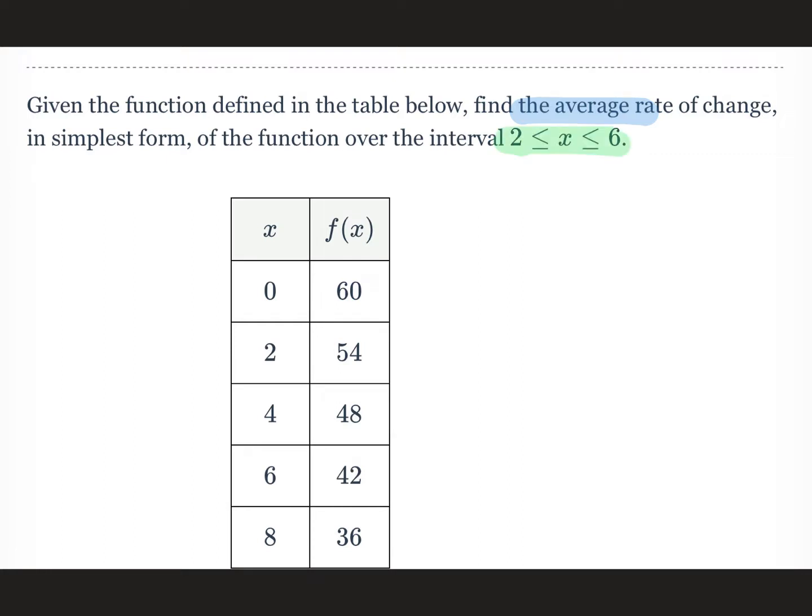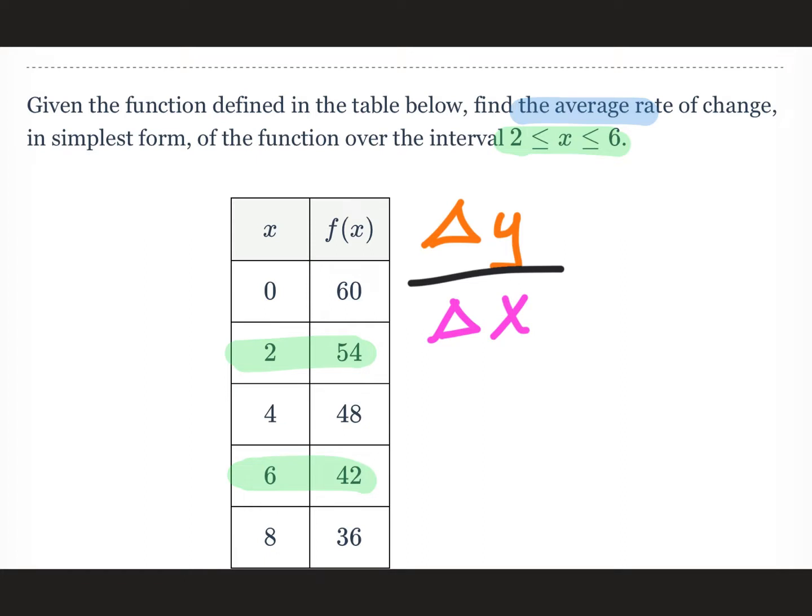So it tells us to use where x is in between 2 and 6. So this time it means we need to use this row and this row. So it feels weird that we're skipping this row, but that is definitely what we're supposed to do. So we are going to do the rate of change in between those two rows. And you kind of honestly just forget that that row is even there.